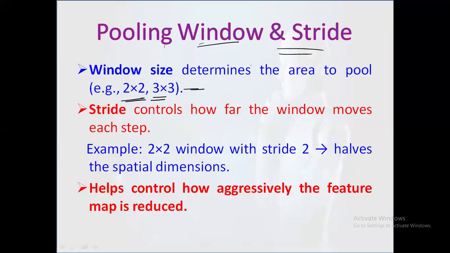For example, in the previous animation we have seen, using a 2 cross 2 window with a stride of 2 reduces the feature map size by half. A larger stride produces faster downsampling, but too large a stride can remove too much detail. The choice of window and stride affects the balance between resolution and efficiency, making parameter selection important, and it also controls how aggressively the feature map is reduced.